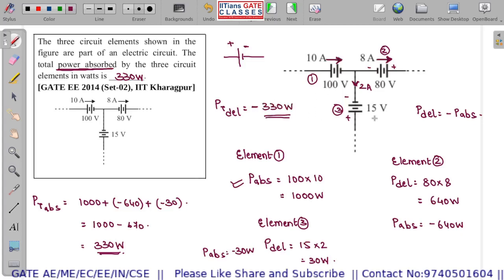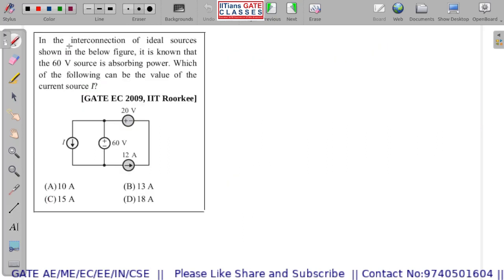Using this expression only. So very simple question, but a good question. Now the next question: in the interconnection of ideal sources shown in the below figure, if you have understood this concept, please pause the video and solve this question yourself. It is known that the 60 volt source is absorbing power. Which of the following can be the value of current source I? So what should be the value of this current source I, they are asking.